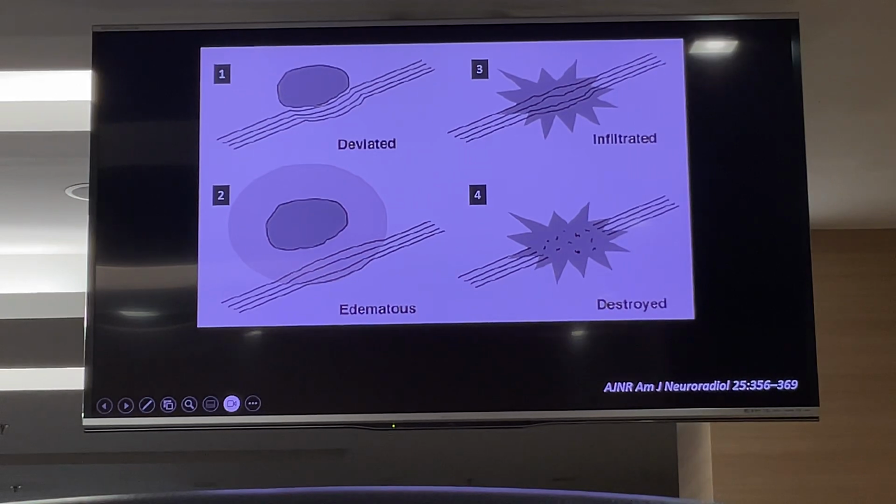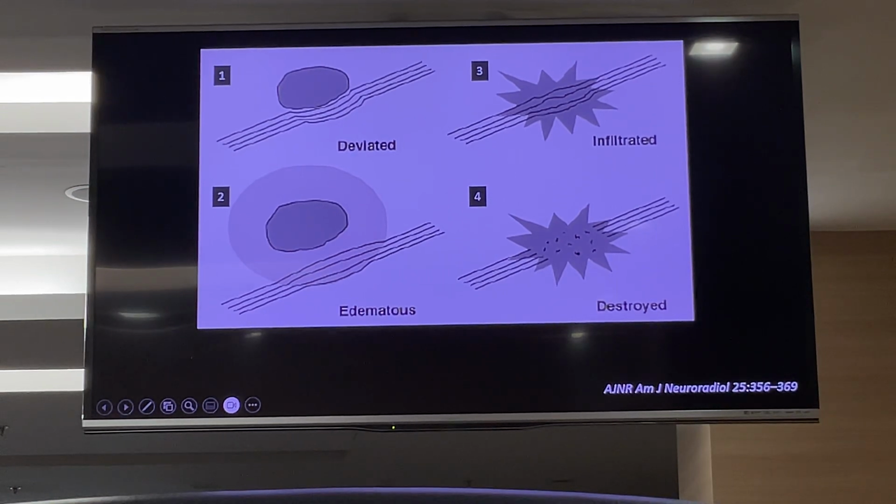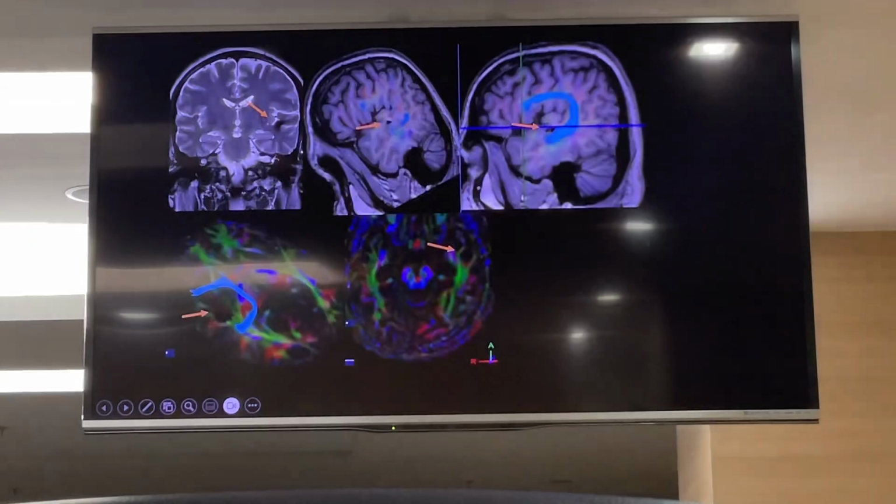This is how a tumor involves the tract and how the tensor changes along the tumor. The first one is just deviated. The second one is an edematous area that involves the tract. The third one is tumor infiltrating along the tract. The fourth one is dangerous, because it destroys the tract directly.